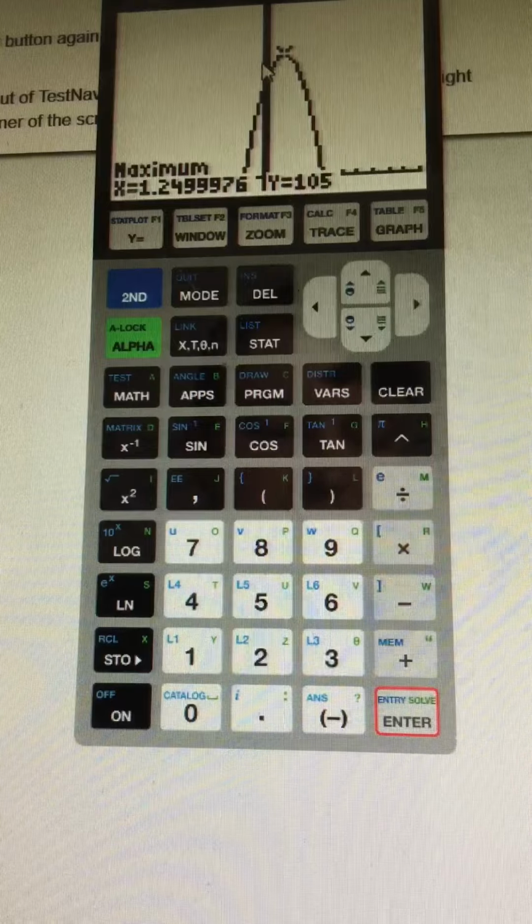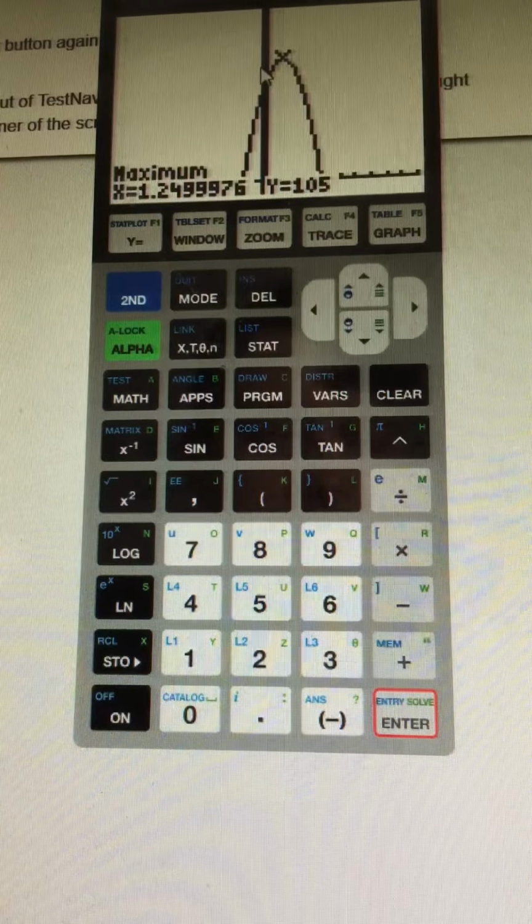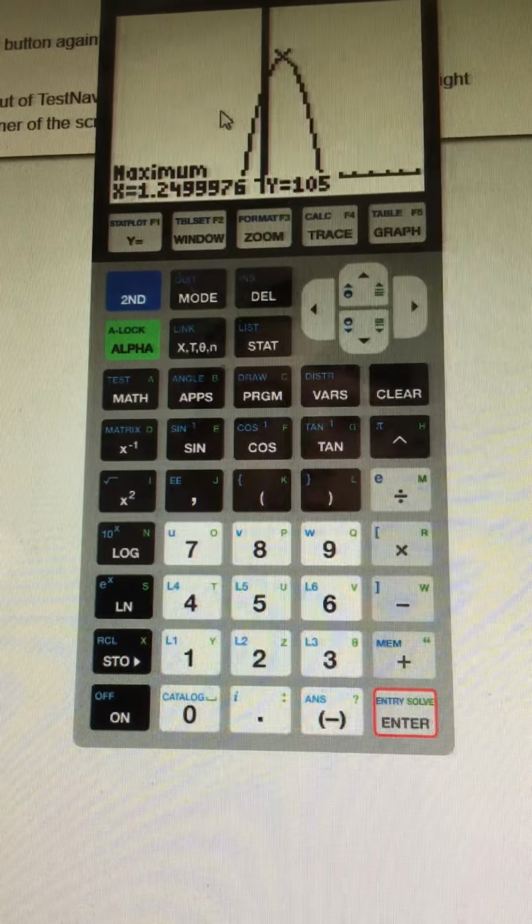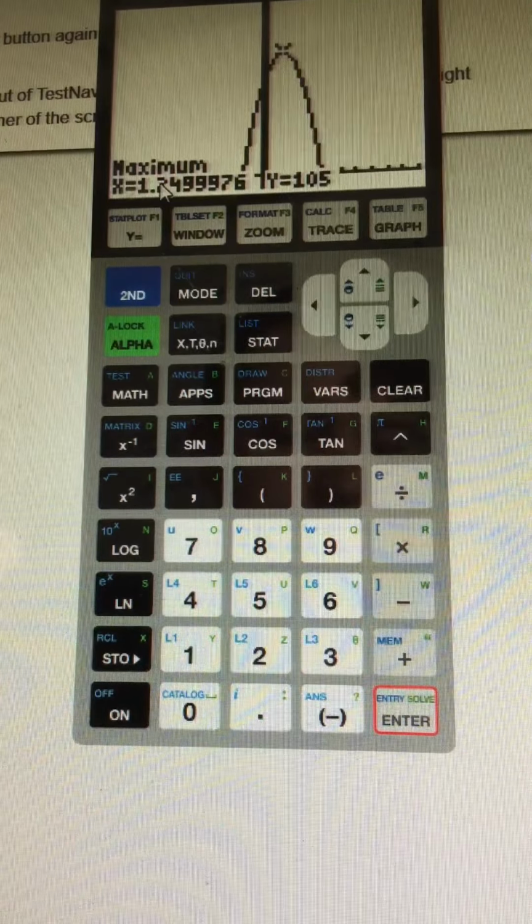So make sure that you guys are getting the right equation in, and then make sure that you guys are using your calculator the way that it needs to be used. That should be it.